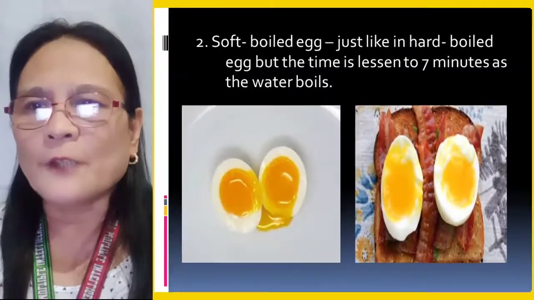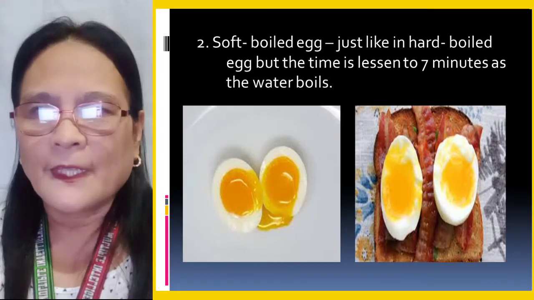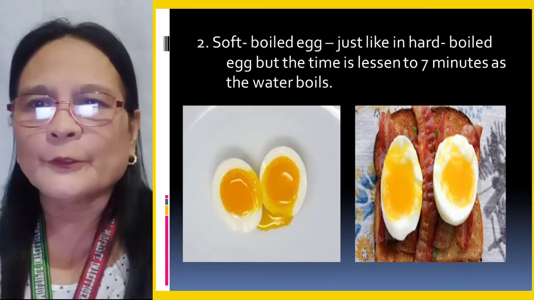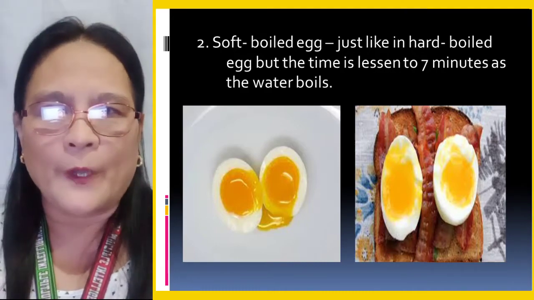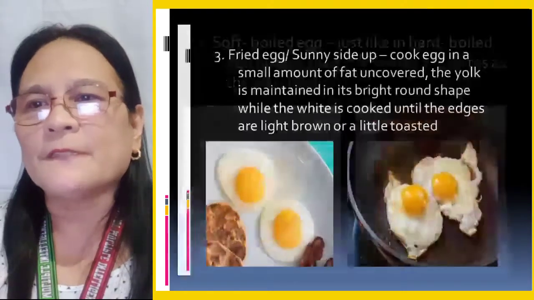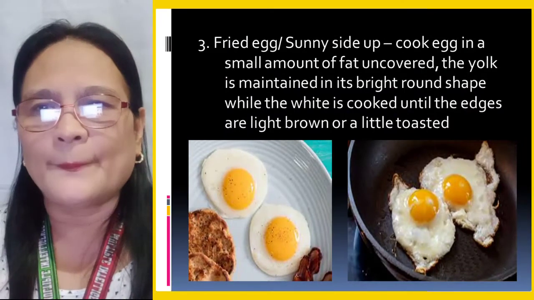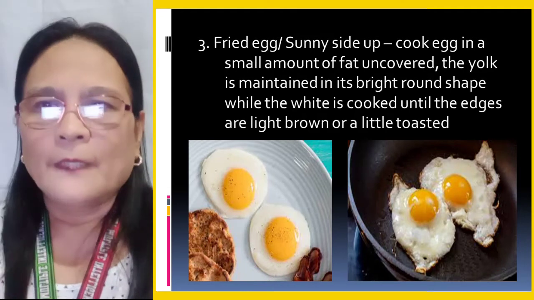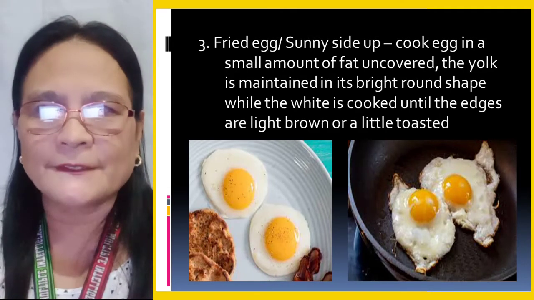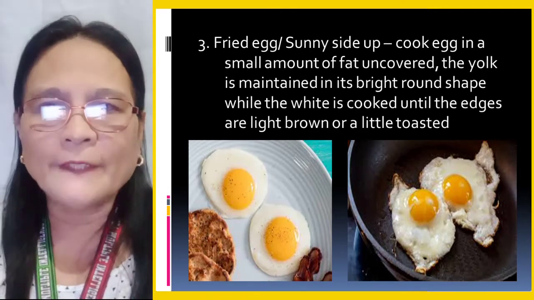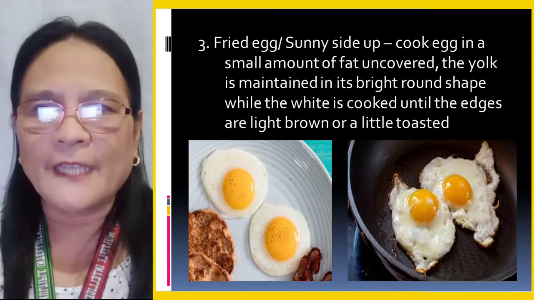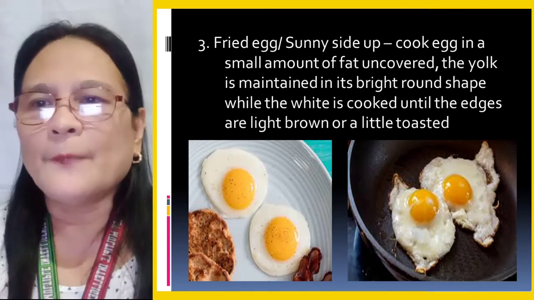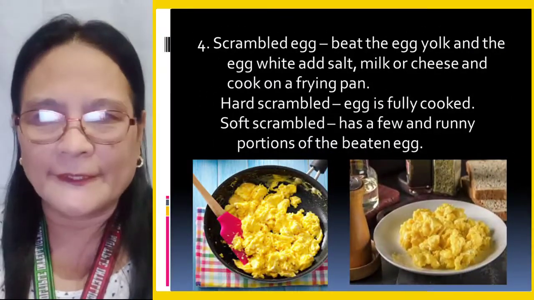Number 2, soft-boiled egg. Just like in hard-boiled egg, but the time is lessened to 7 minutes as the water boils. Number 3, fried egg or sunny side up. Cook egg in a small amount of fat uncovered. The yolk is maintained in its bright, round shape, while the white is cooked until the edges are light brown or a little toasted.